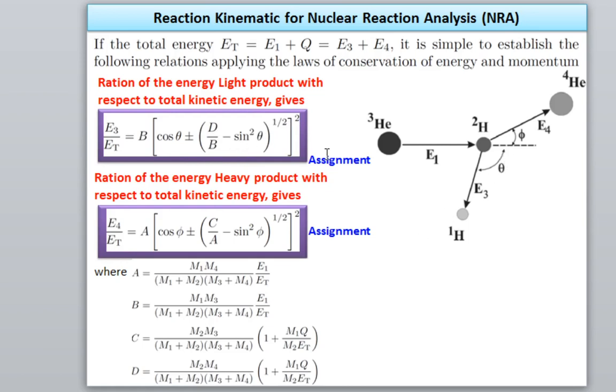So I have written an assignment. If you are able to calculate it, you are most welcome. You do the assignment and submit it. If you are not able to do it, no problem, but you should try. Similarly, if you take the ratio of this energy to the total energy, that is E4 upon ET, it is the square of A in brackets, that is cos phi plus or minus the square root of C upon A minus sin square phi. So this is for the recoil. Again, this is an assignment where A, B, C and D are constants. If you are able to solve the assignment, please submit it. At least you try.